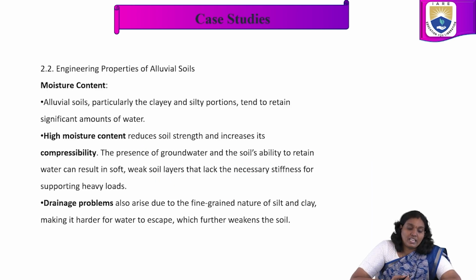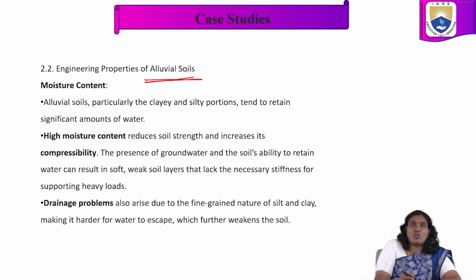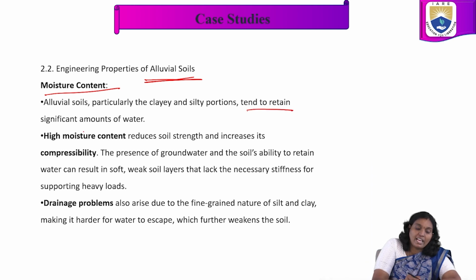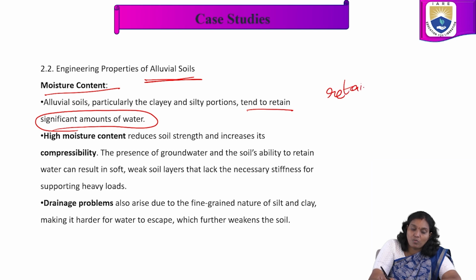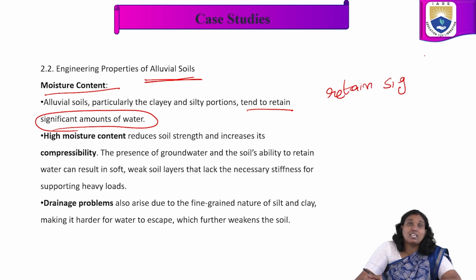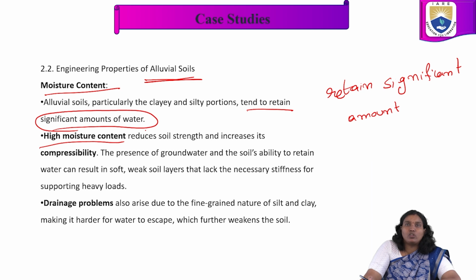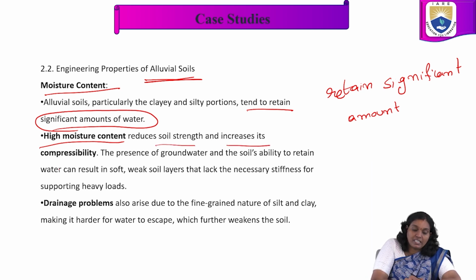Now, what are the engineering properties of these alluvial soils? Moisture content. Alluvial soils, particularly the clay and silt portion, tend to retain a significant amount of water. It means high moisture content, which reduces the soil strength and increases its compressibility.